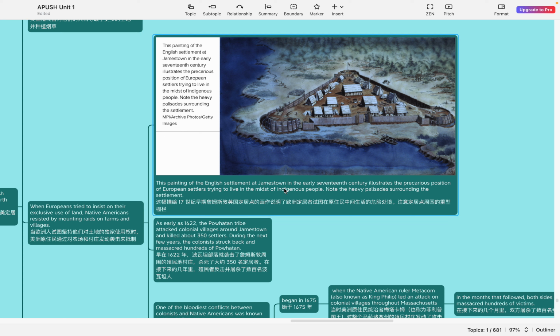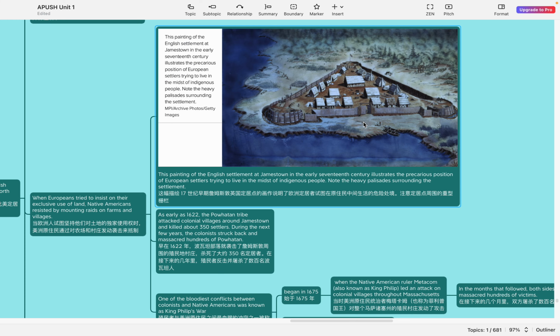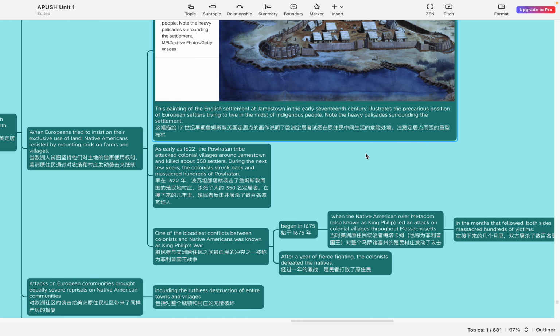Check out this illustration of the English settlement at Jamestown. They built strong palisades to protect their claimed land. Native tribes like the Powhatan weren't too thrilled and attacked colonial villages around Jamestown, killing hundreds of settlers.